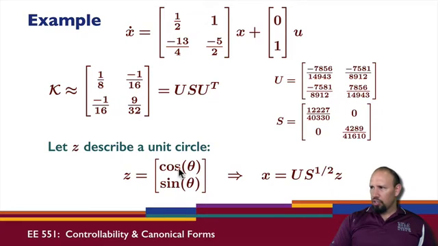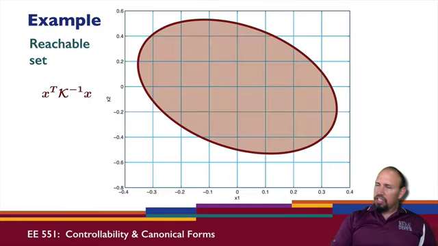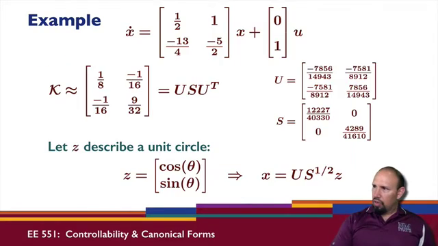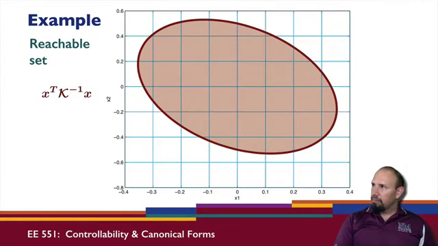Z here specifies a circle. For any value of theta, this lies on the circle. And so if I define x to be based on z this way, then I can see the reachable set, which is this quantity, and I can see that in fact I get an ellipse. So this expression involving the controllability Gramian gives me a circle, and so the reachable set is an ellipse.